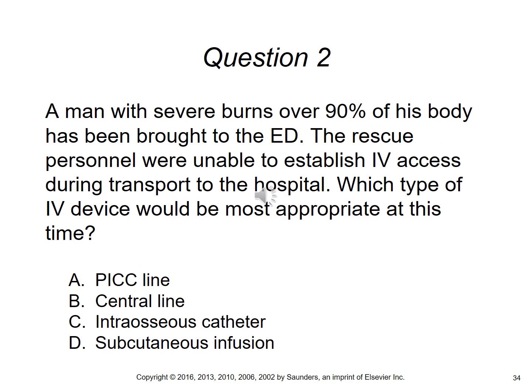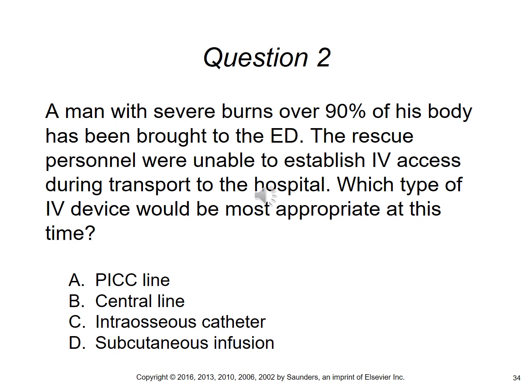All right, so a man with severe burns, over 90% of his body, has been brought to the ED. The rescue personnel was unable to establish an IV access during transport to the hospital. Which type of IV would be most appropriate at this time? So you got to think through this whole process and what the question is asking you and what they included. So not a PICC line, not a central line, not subcutaneous infusion, because this client has over 90% of burns of his body. So here's the thing. The correct answer is intraosseous catheter.